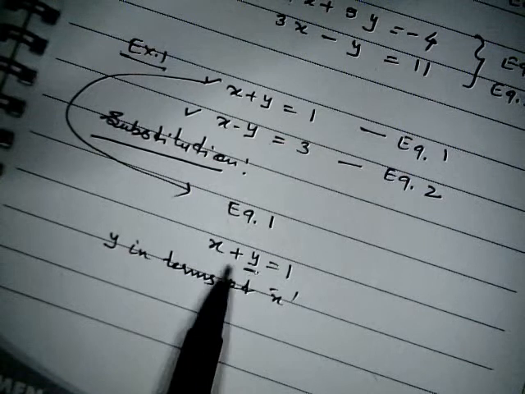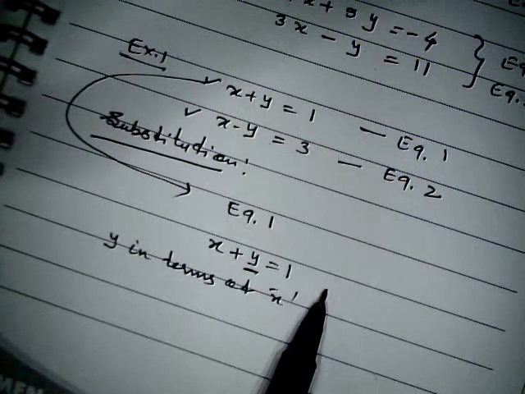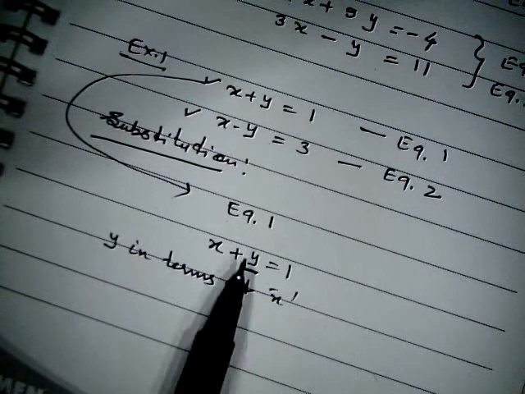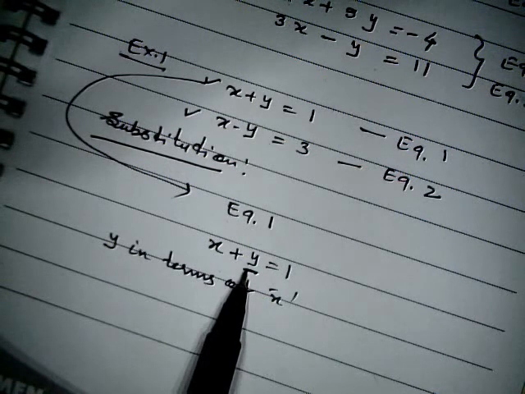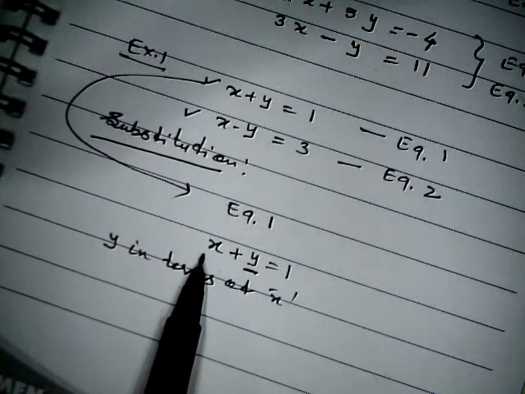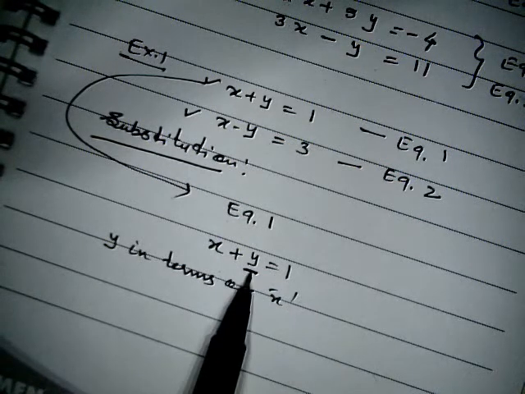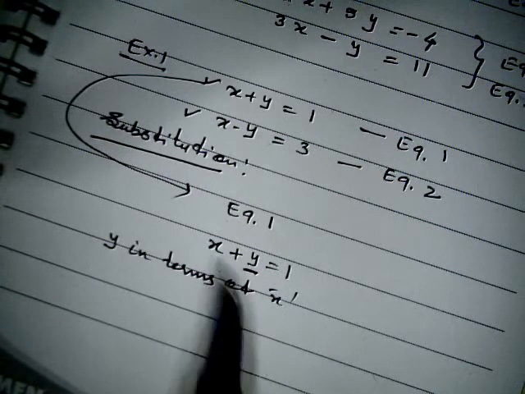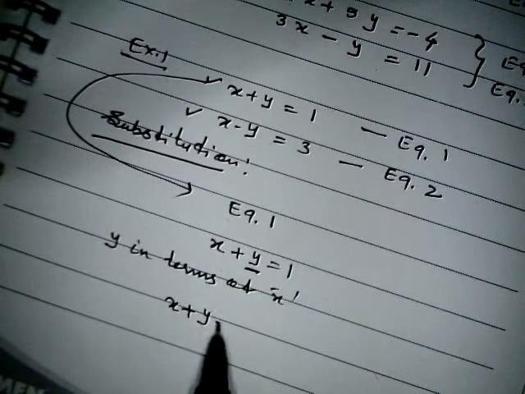If I am saying y in terms of x, then in the equation which you have taken, y should be present on the left side, and all other terms which are present with y we need to shift to the right side. So over here in this equation, with y what is present? x. So I need to remove the x from here. To remove x, I need to subtract x from both sides. I have subtracted, so this x and this x will cancel out. Over here what is left is y.